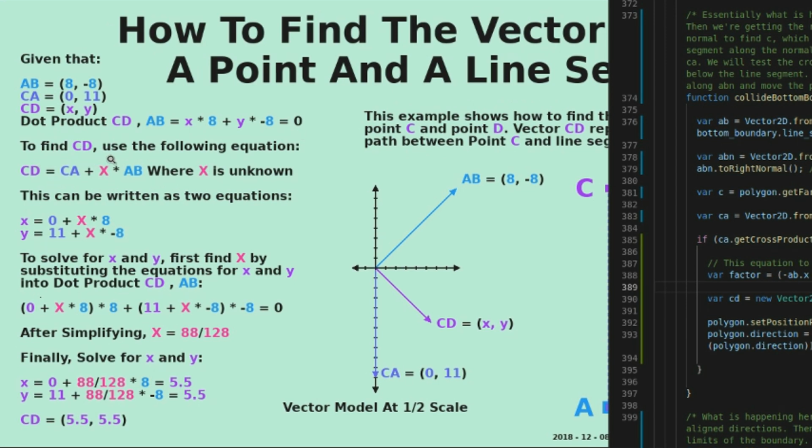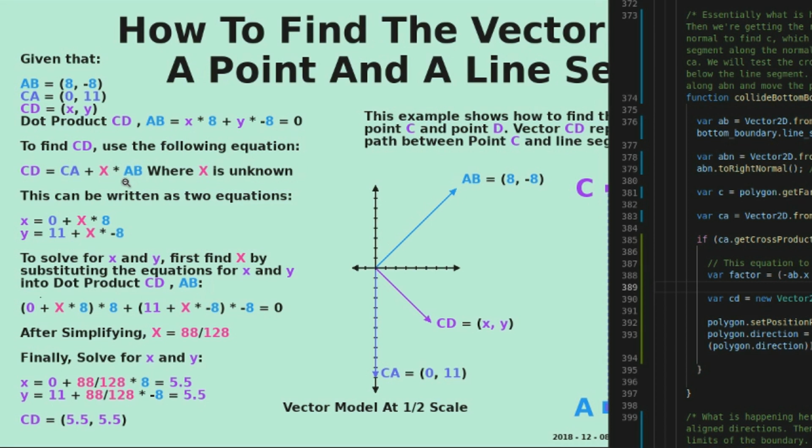So to find CD, use the following equation. This is just something you're going to have to memorize. But basically, the vector CA plus factor X, and you don't have to call it X, you can call it whatever you want, but this is just some unknown factor that we're going to use to figure out what CD actually is. So we have vector CD equals CA plus factor X times vector AB.